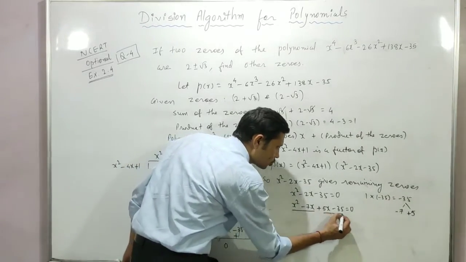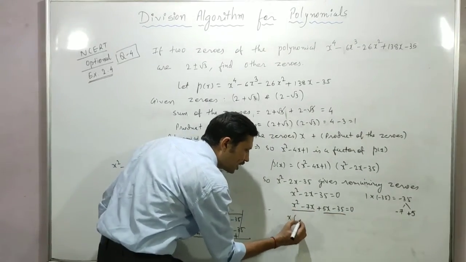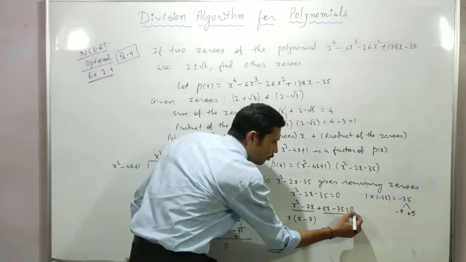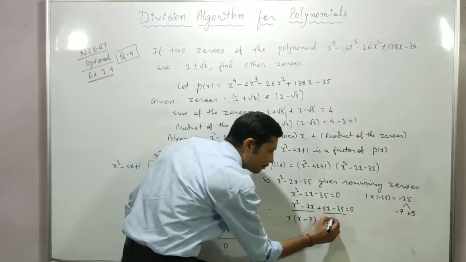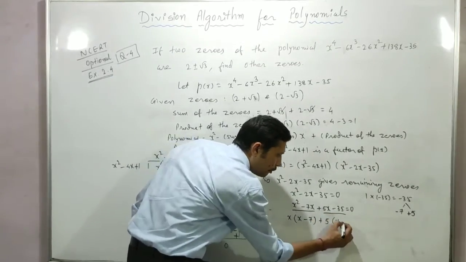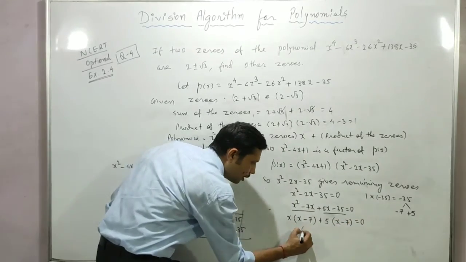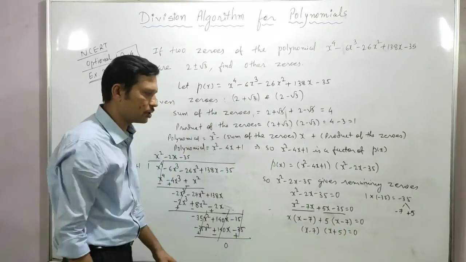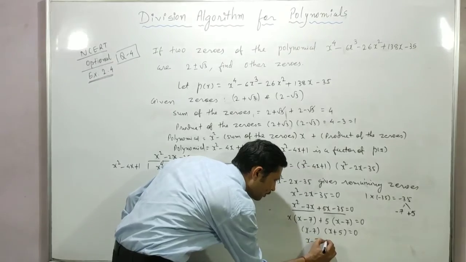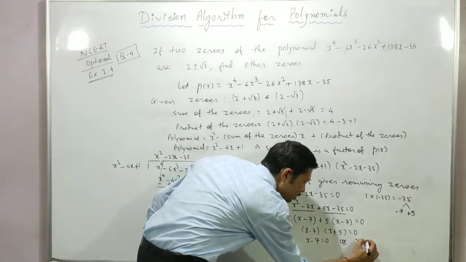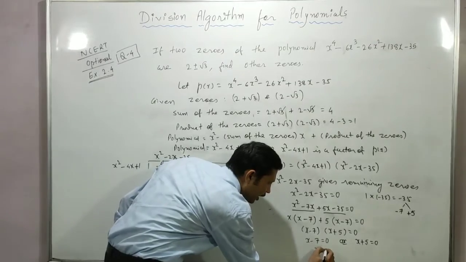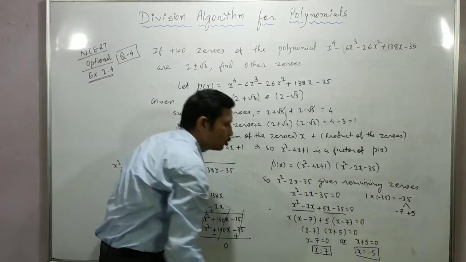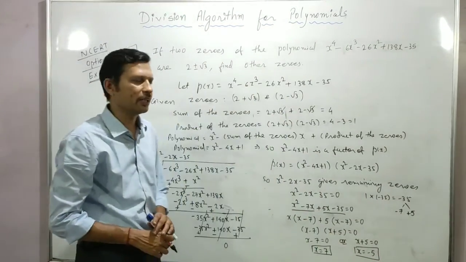Now take these first two terms and these last two terms. From the first two terms, what can we take common? x. So from x square, x is left, and minus 7. From the rest of the two terms, we can take common 5. How much is left from the first term? x minus 7. Okay, so one factor is x minus 7 and the other factor is x plus 5, that is equal to 0. So x minus 7 is equal to 0, otherwise x plus 5 is equal to 0. So I get x equal to plus 7, and x equal to minus 5. So plus 7 and minus 5 are the remaining zeros.